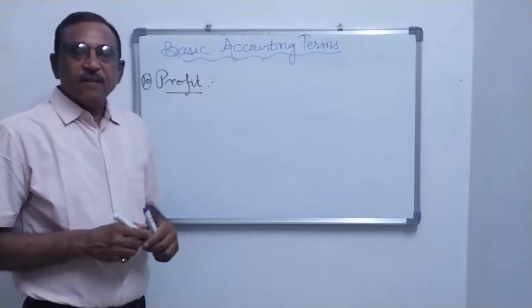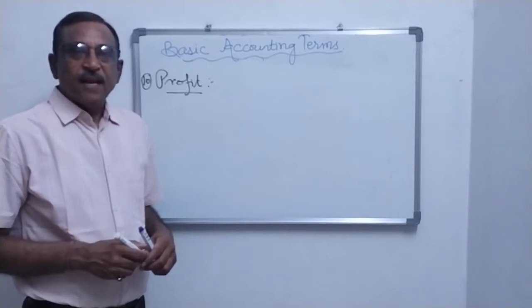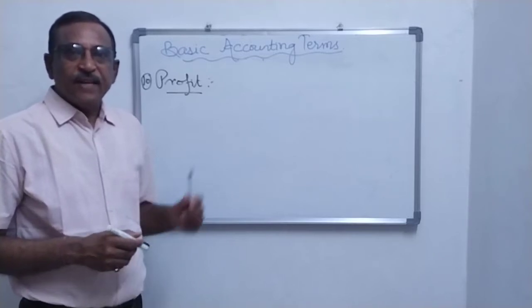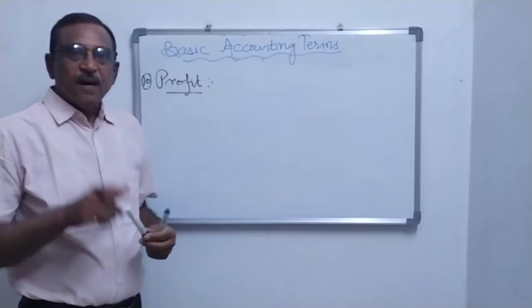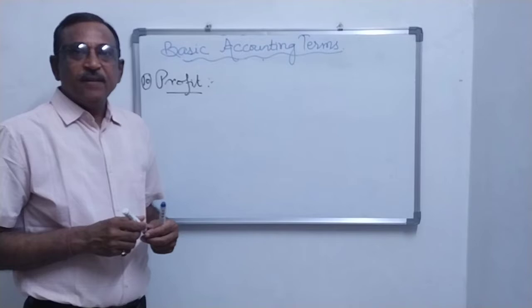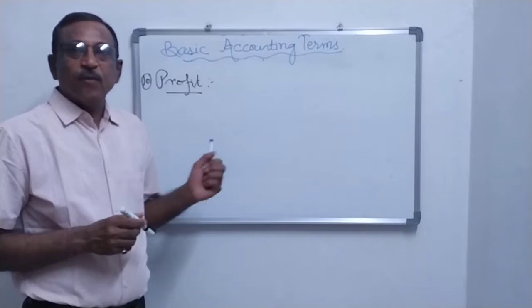So far we have read about 9 basic accounting terms. Today we take up the 10th, and the 10th one is profit. Up to class 10th you must have read in mathematics about profits.